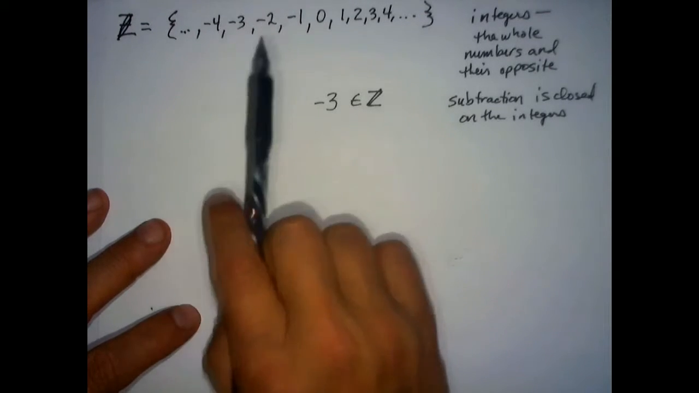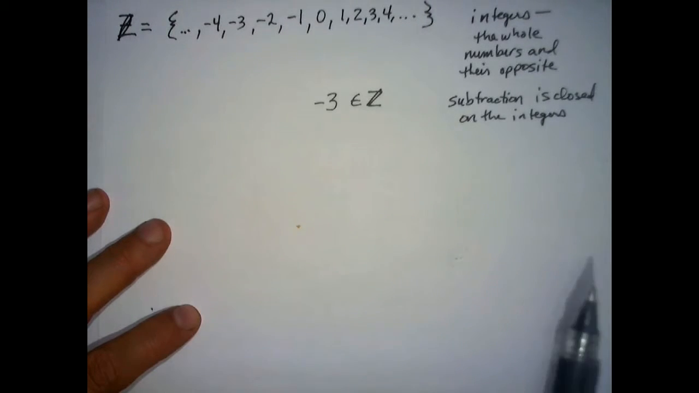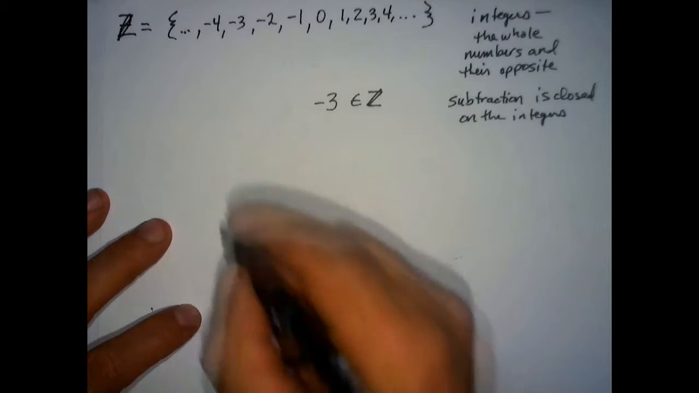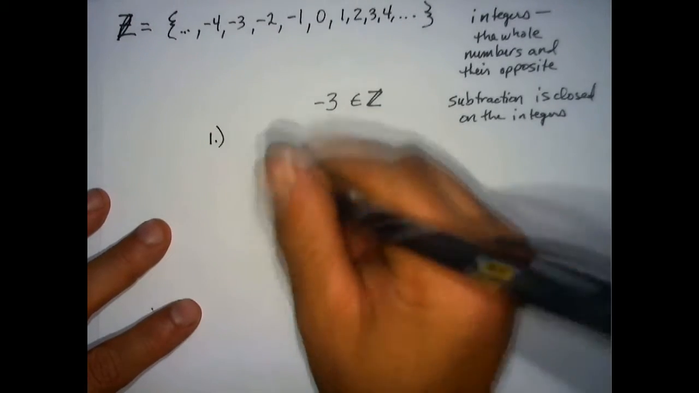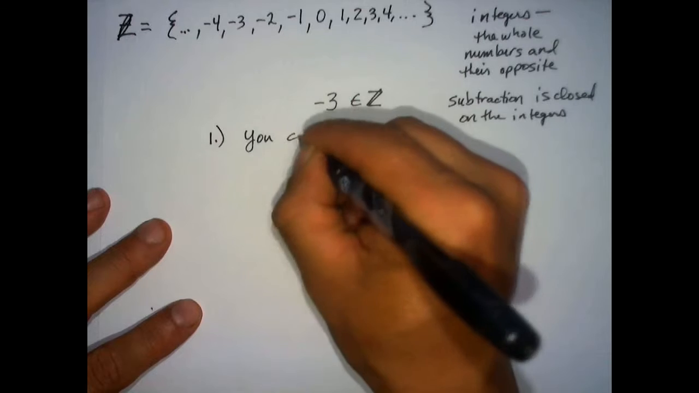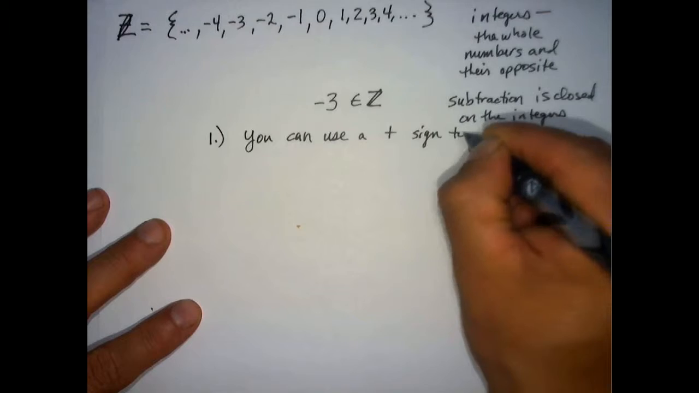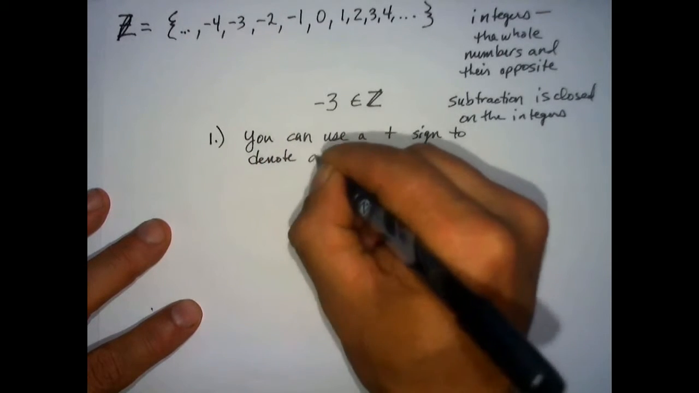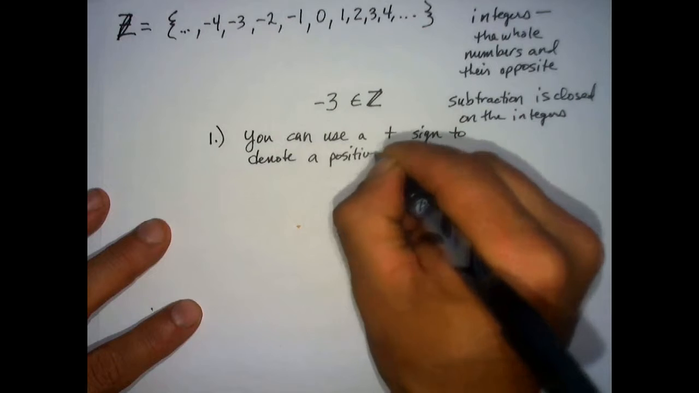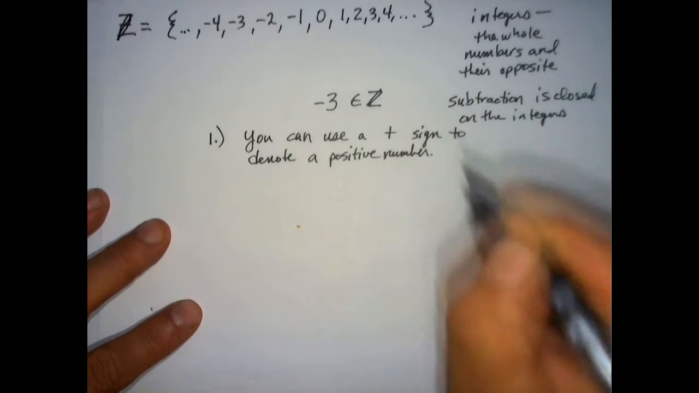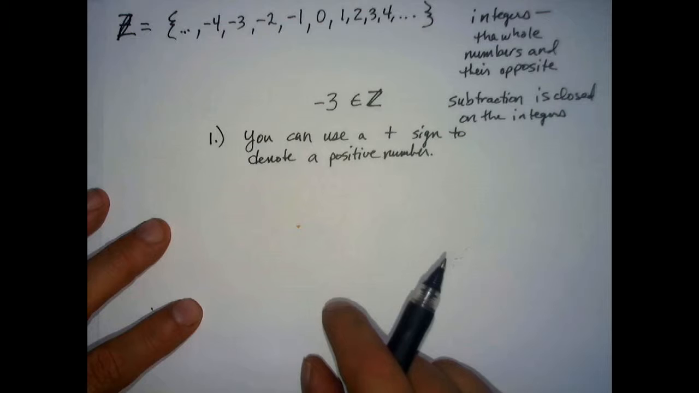But let's discuss some meanings of these negative numbers, okay, and how we write them. Well, first of all, you can use a plus sign to denote a positive number, but you don't have to. Okay? If you write 4, it's assumed to be positive. If you assume something to be positive when it is negative, it is incorrect. Okay?